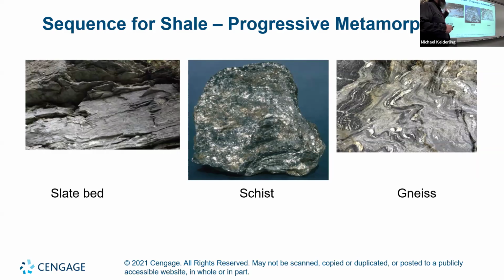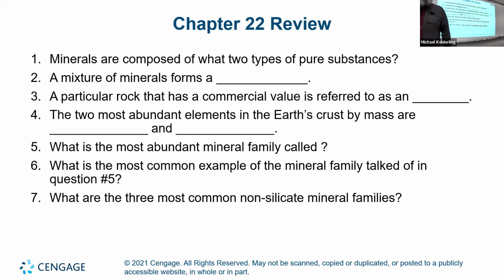Here's a blackboard. Here's schist. And then here is gneiss. You can see the banding and the folding of the layers from the intense pressure. So that's the end of chapter 22.